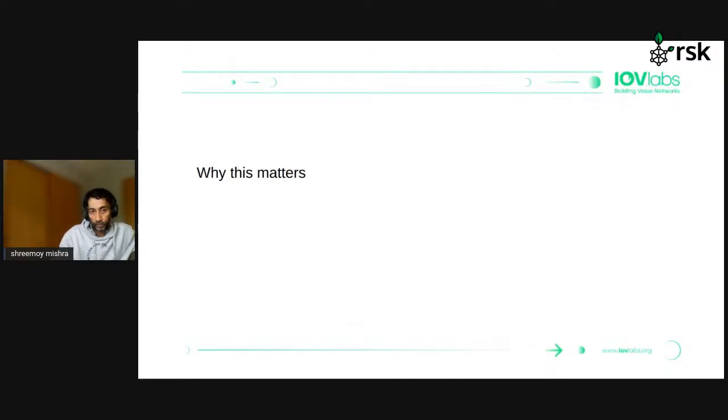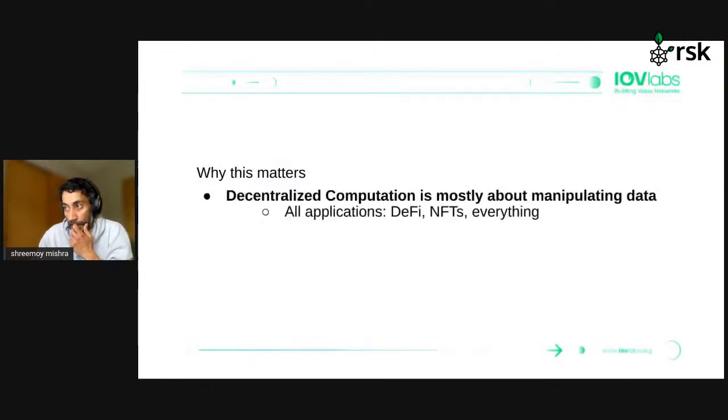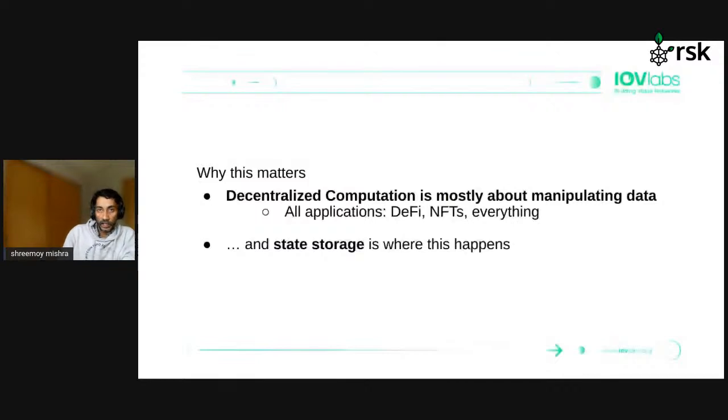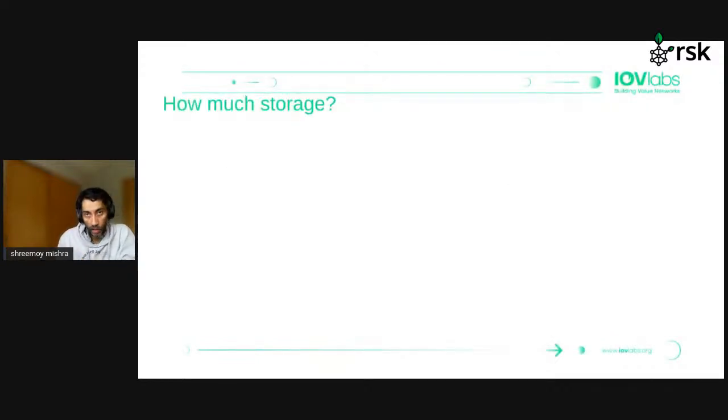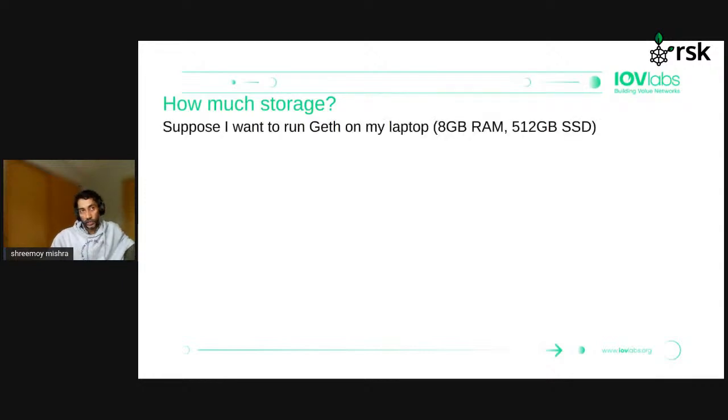So again, let's stop for a bit to recall why this matters. Every application, whether it's an NFT or a DeFi contract, all of that is about every blockchain node modifying memory in the same way. And storage, state storage especially, is where this happens. And so now we'll go towards these limitations of what Peter calls physical limitations, just pure physics.